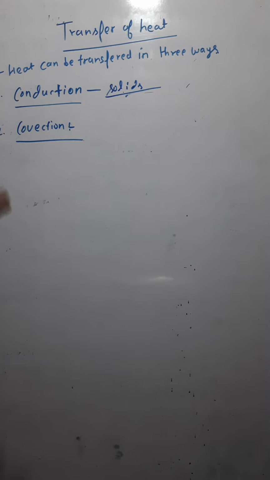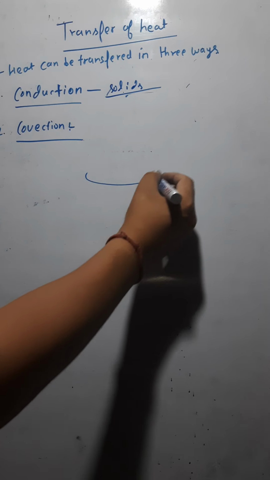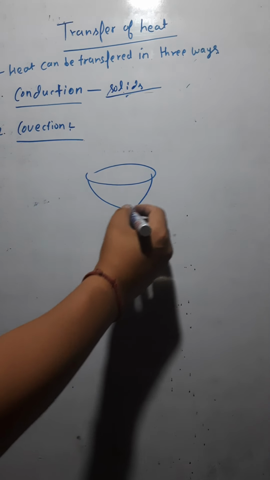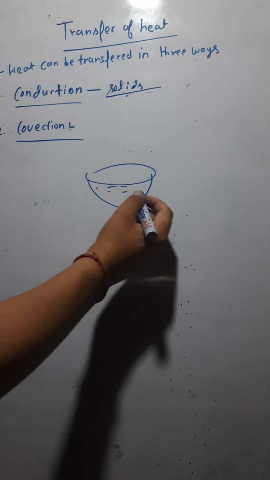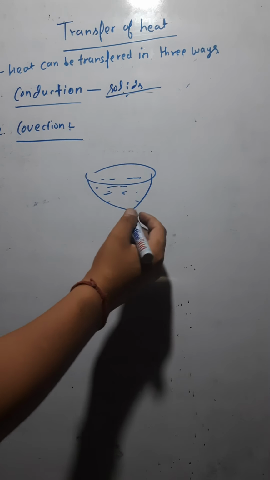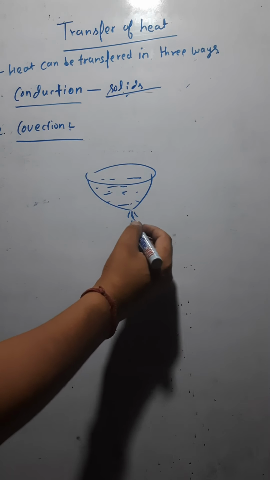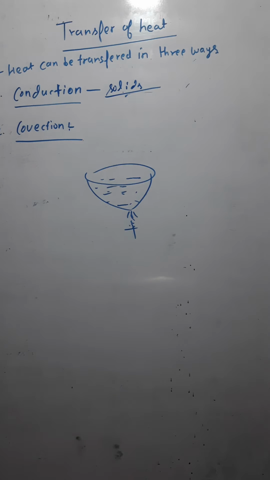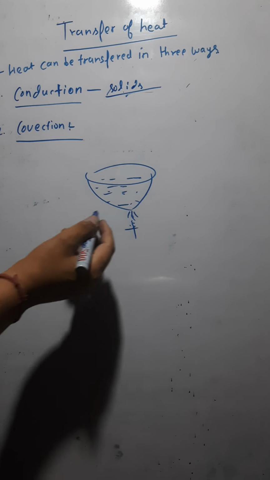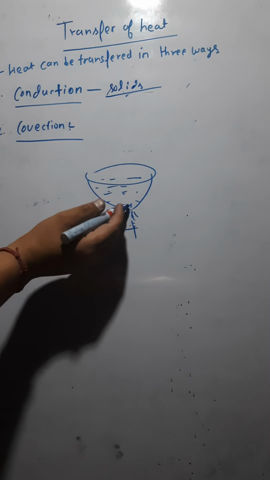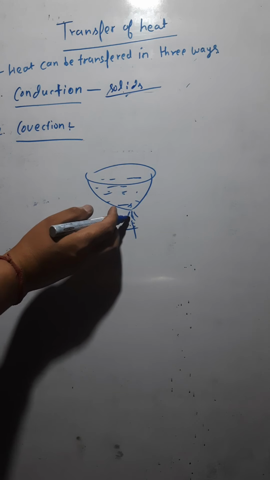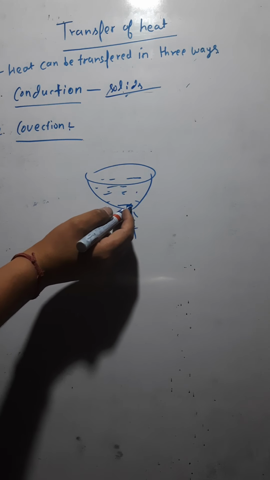Convection means, let's say you have a pot here, and you fill it with water and put it over the flame, the fire. Now what would happen when you put it over the fire? First, the water which is in contact with this source of heat would become hot, isn't it?